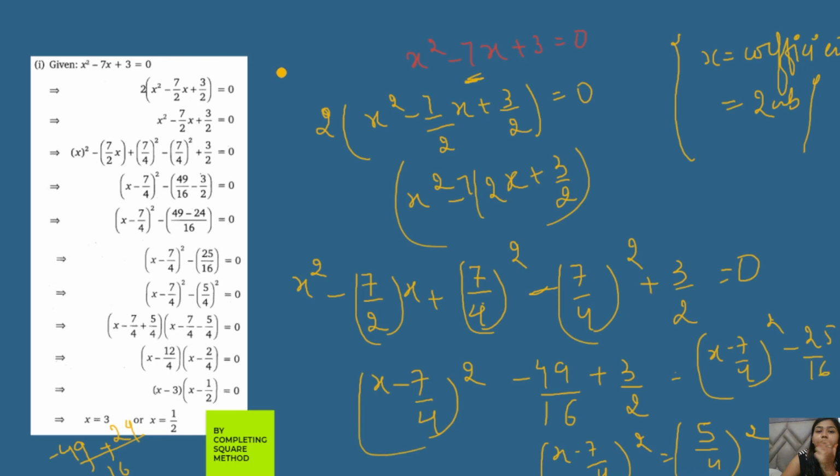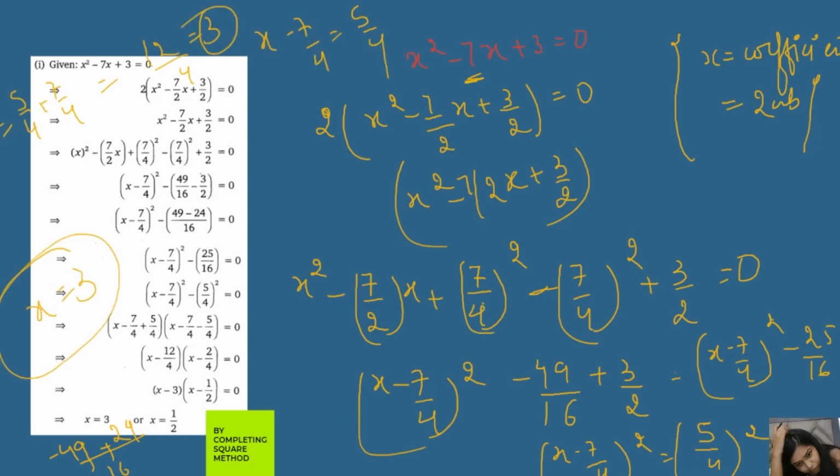I hope this is clear to you people, how we are getting the roots by the completing the square method, right? So this is what we call the completing the square method. You can just have a look here.